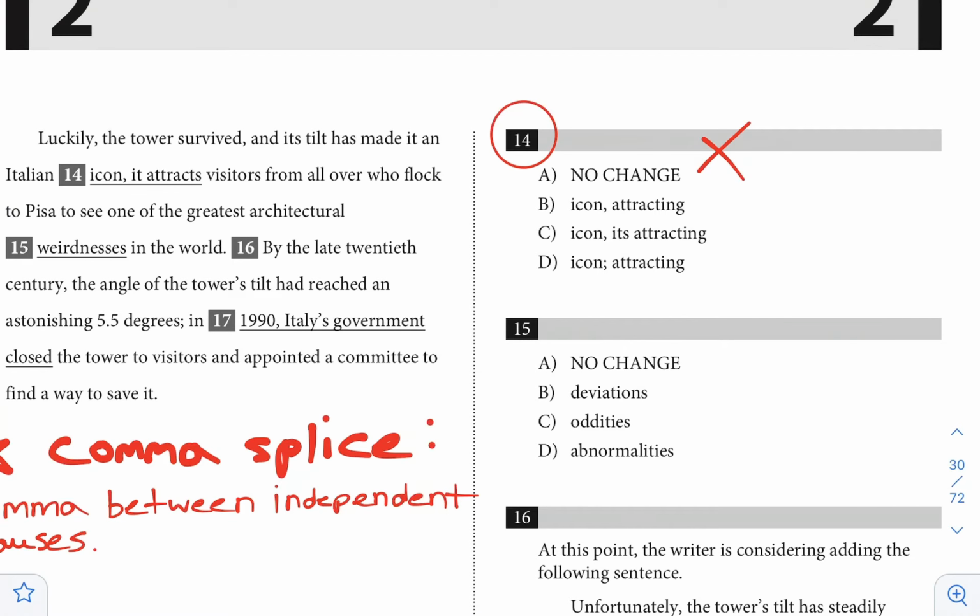Now if we look at choice B, on the other hand, we have "icon, comma, attracting." In this case, we have an independent clause at the start, and "attracting visitors from all over who flock to Pisa" is obviously a dependent clause. And in this case, we have something correct. We have a comma linking an independent clause and a dependent clause, and the sentence is able to stand on its own. Therefore, B is the correct answer to this question.